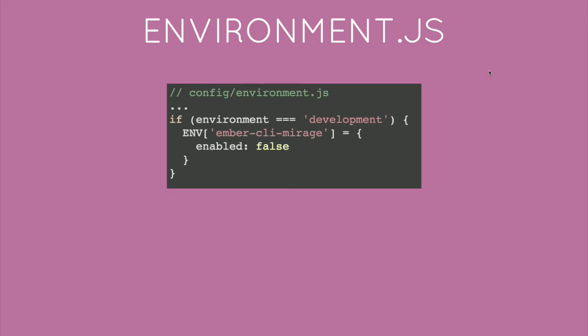So then, if you want to turn off Mirage while you're in development, you can go into your environment.js file. That's part of Ember, and under your development, that comes with an ember-cli-mirage key that has an enabled property on it that you can turn off.